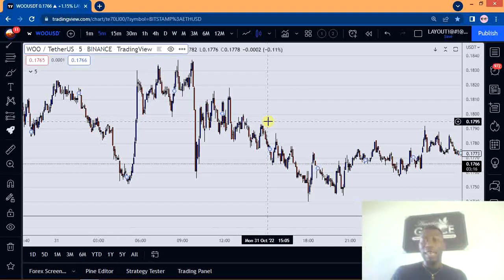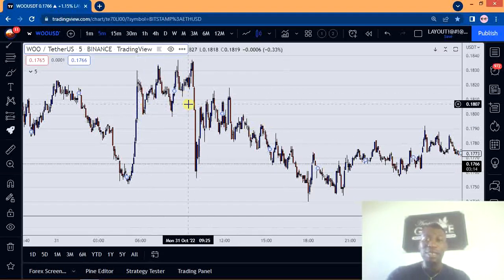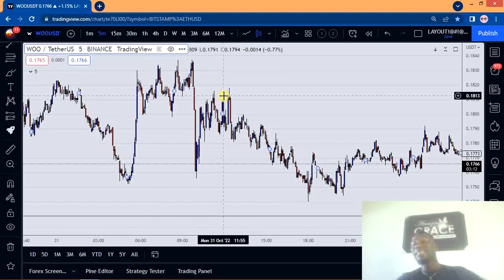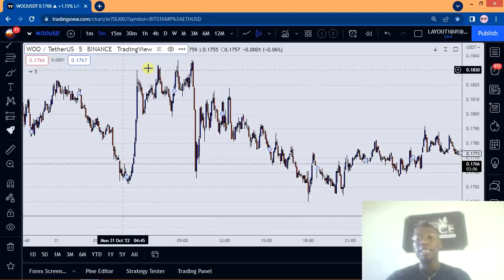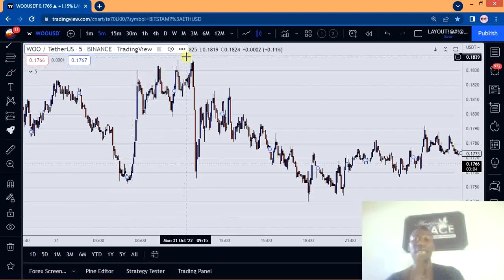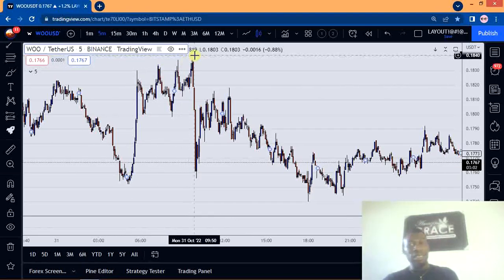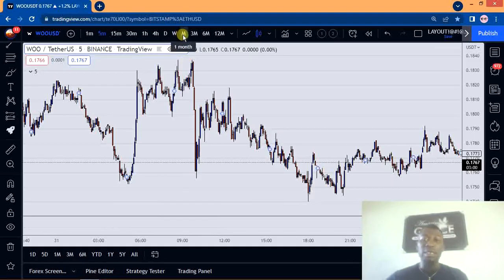That's what top-down analysis is. So now, what we'll do is this. We're going to go to a higher time frame to see the exact movement of the market. Right now, and most times, if you are day trading or scalping, you still need this. We're going to go to what's called the monthly time frame.